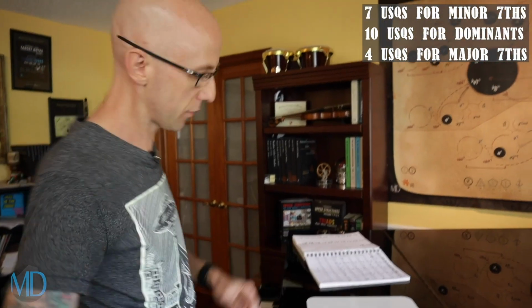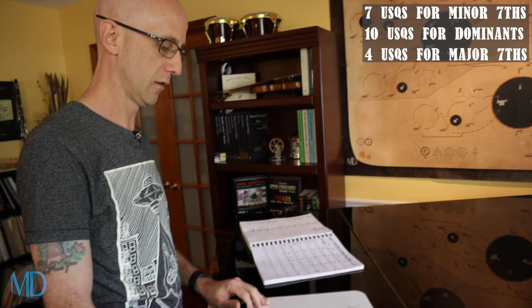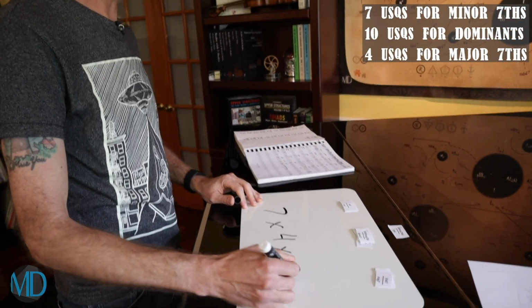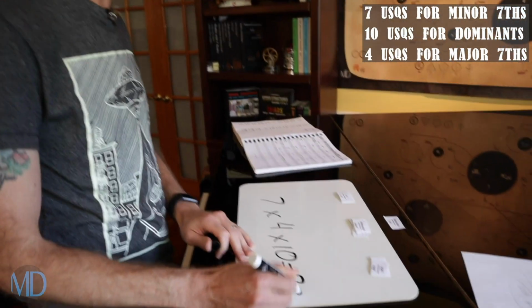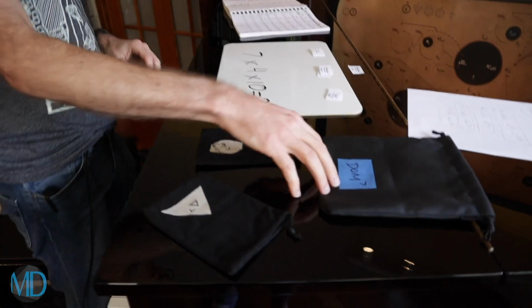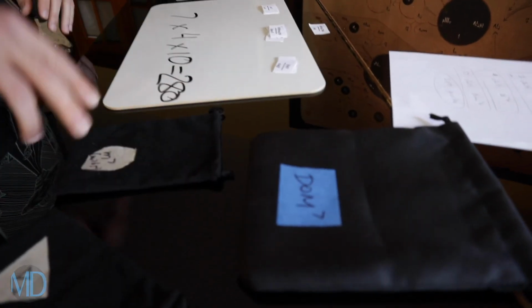So if I do the math, what I'll get is 7 times 4 times 10 for a grand total of 280 different options that I can get at random. So let's do this. Let's throw all these options into our grab bags labeled accordingly to their lower structures and see what we get if we start grabbing stuff at random.